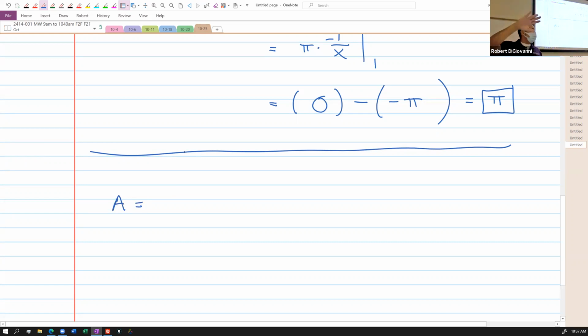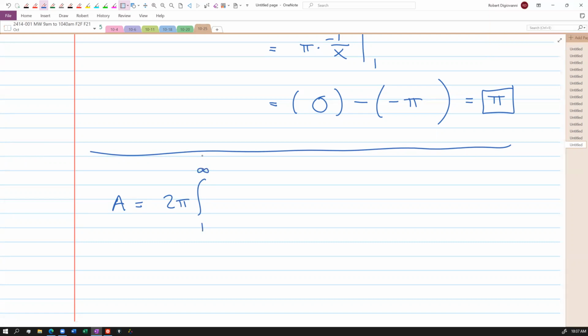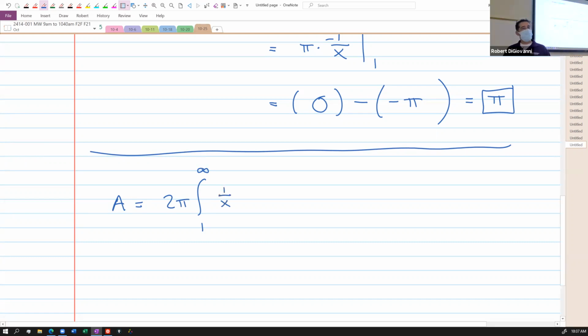We have a function of x, right? So 2 pi integral from 1 to infinity. What goes first? F of x, which for us is 1 over x, right? Times the square root of 1 plus... Now, what do we need here? The derivative of the function squared.